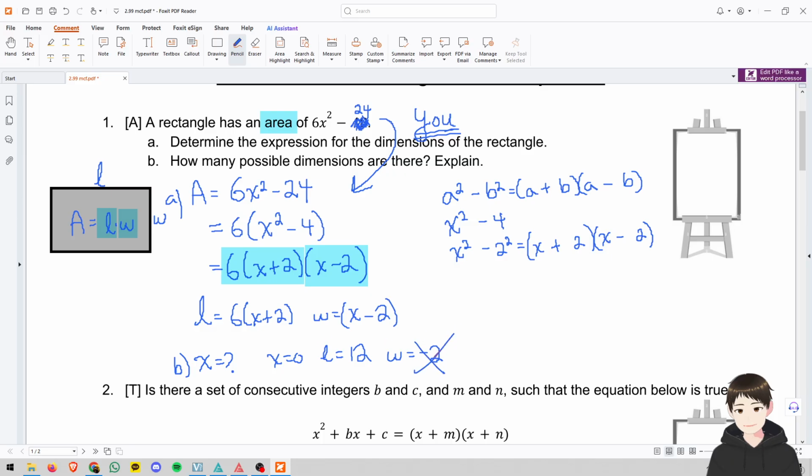Width can't be a negative value, so let's try a much larger value. Let's try like 10. If x equals 10, length would be 10 plus 2 times 6. That's a 72. Take my word for it. Width is 10 minus 2. That's an 8. But if x could be something else, my length and my width would change. And so the answer to this would be unlimited. As long as x values are different, then we can have different dimensions.